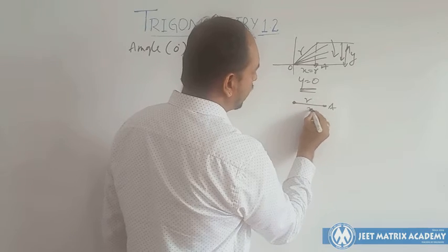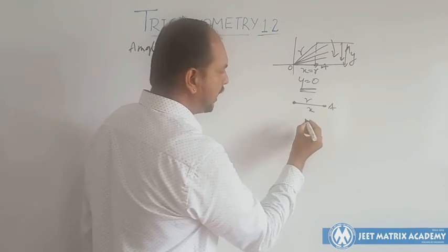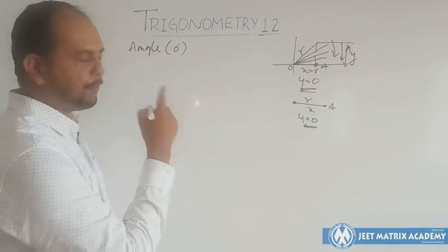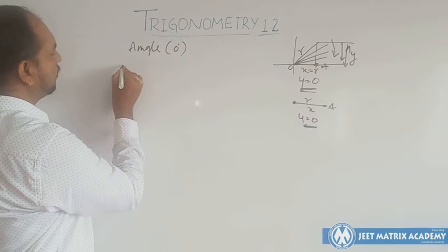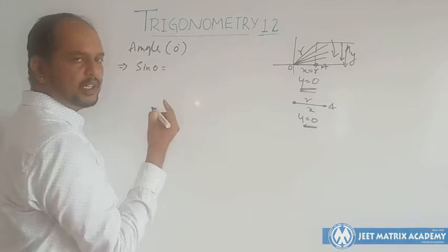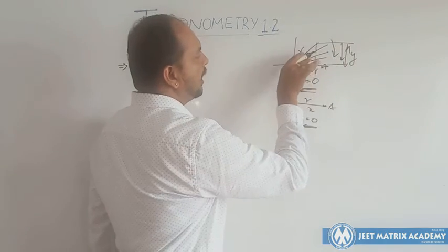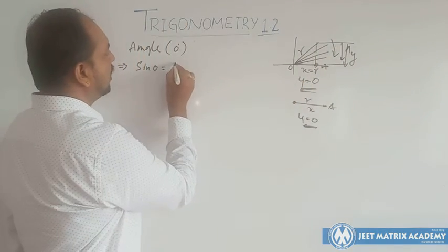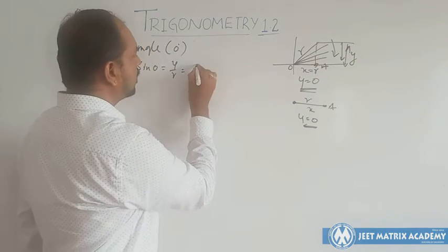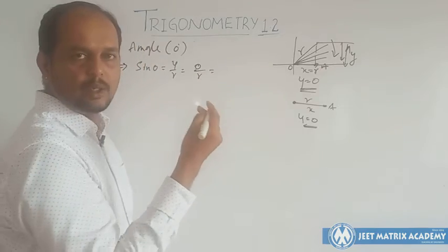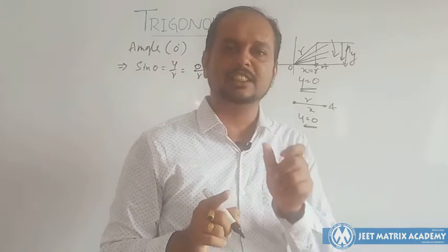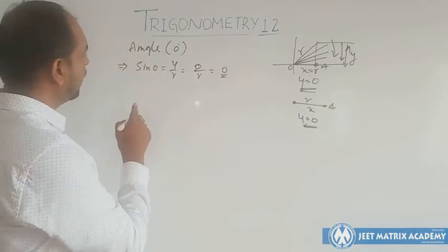And this r equal to x, and there is no y component, y equal to 0. Agree? Everyone agree? Now apply the standard definition. That means sine 0 degree equal to what we are seeing, opposite side by hypotenuse, that means y by r. Y component is 0, so it is 0 by r. So anything 0 by anything will be 0. So sine 0 is 0. This is the first thing you are supposed to remember.